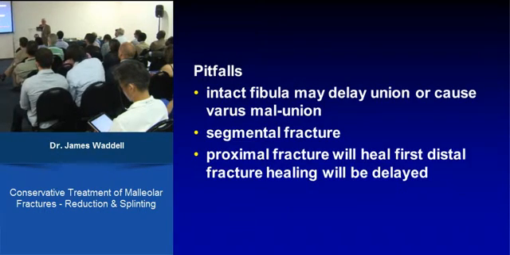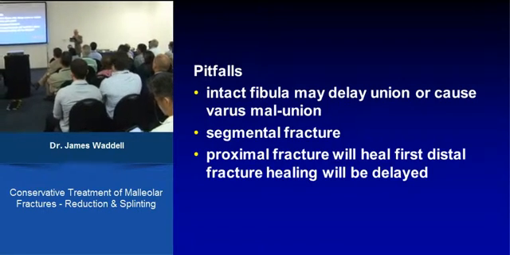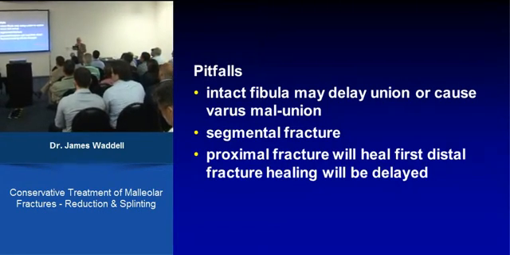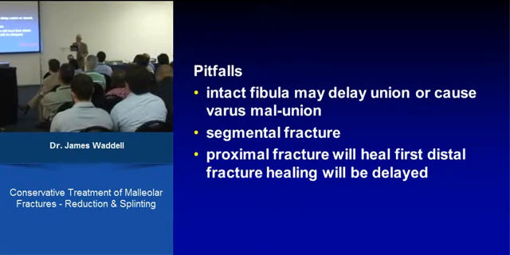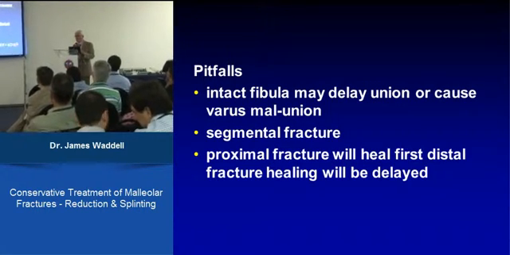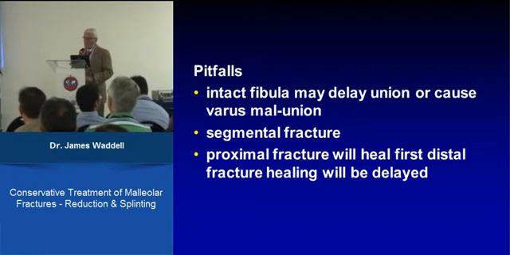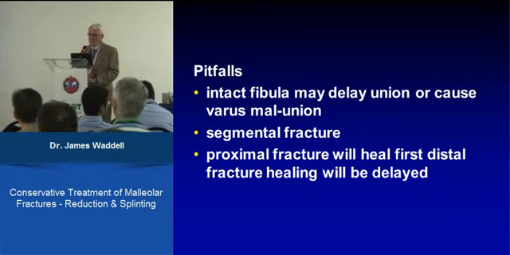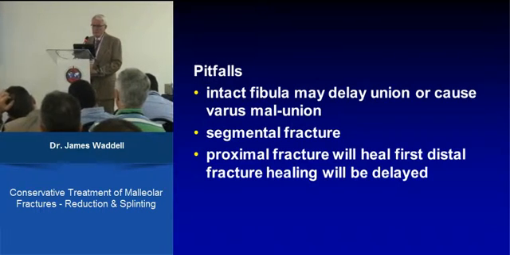So what are the pitfalls in closed treatment? If you have an intact fibula and a slightly unstable tibia, the intact fibula can cause delayed union or cause a varus malunion of the fracture. And in segmental fractures, the proximal fracture will heal first. The distal fracture may well have delayed healing, and this is often an indication for surgery in segmental tibial fractures.